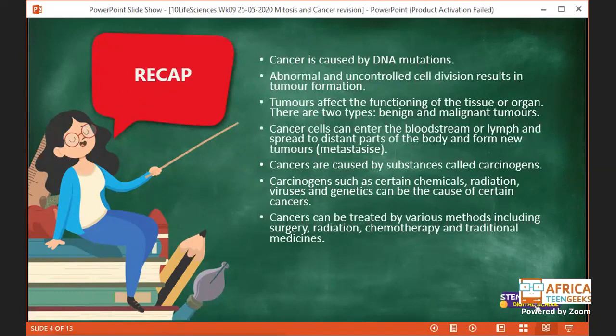Right, now let's do a quick recap. Cancer is caused by DNA mutations, right? And then we have abnormal and uncontrolled cell division that occurs, and it results in a tumor formation. Okay, remember that tumors, they affect the functioning of tissues or organs, and we have two types of tumors. That is your benign tumor and your malignant tumor. Okay, so can anyone tell me what is the difference between a benign tumor and a malignant tumor?